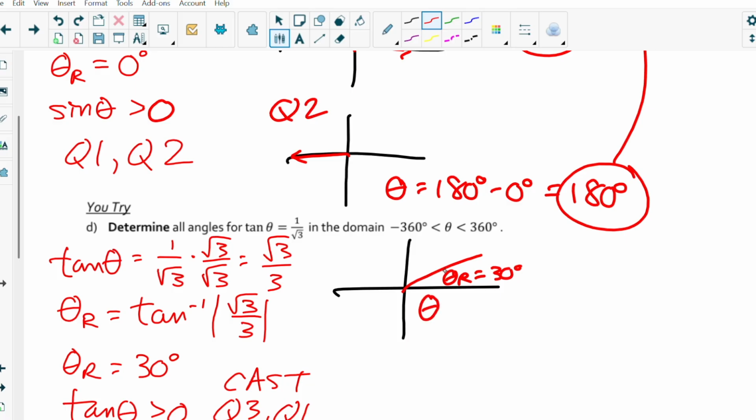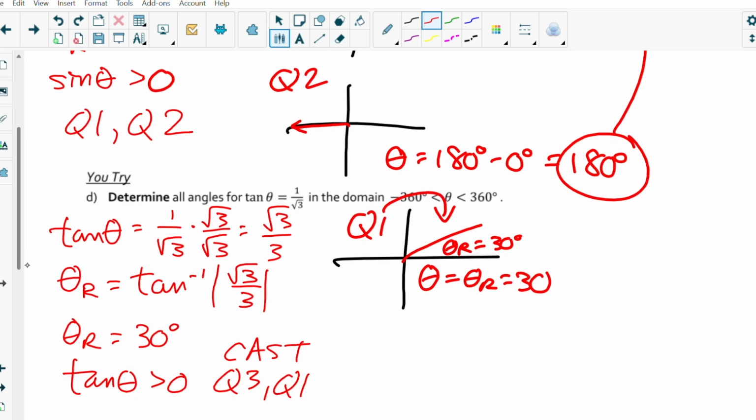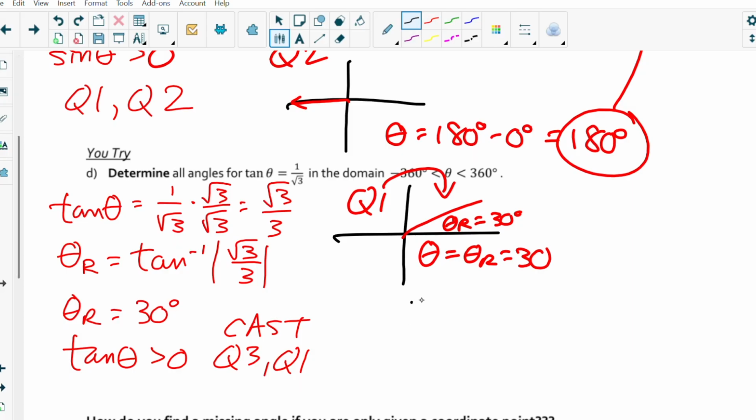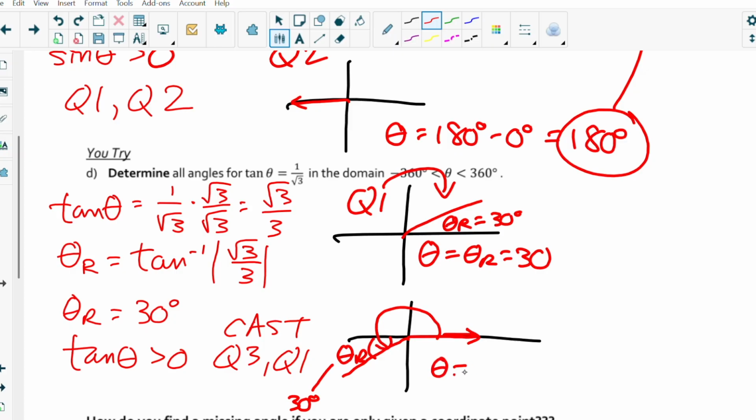So this one's easy in quadrant 1. So quadrant 1, that's theta equals theta r equals 30 degrees. So that's my angle in standard position. Quadrant 3, so 30 degrees reference angle. What's my angle in standard position? Well, I need to start from my initial arm and sweep all the way through. So the angle in standard position equals 180 degrees plus 30 degrees. That's 210 degrees.